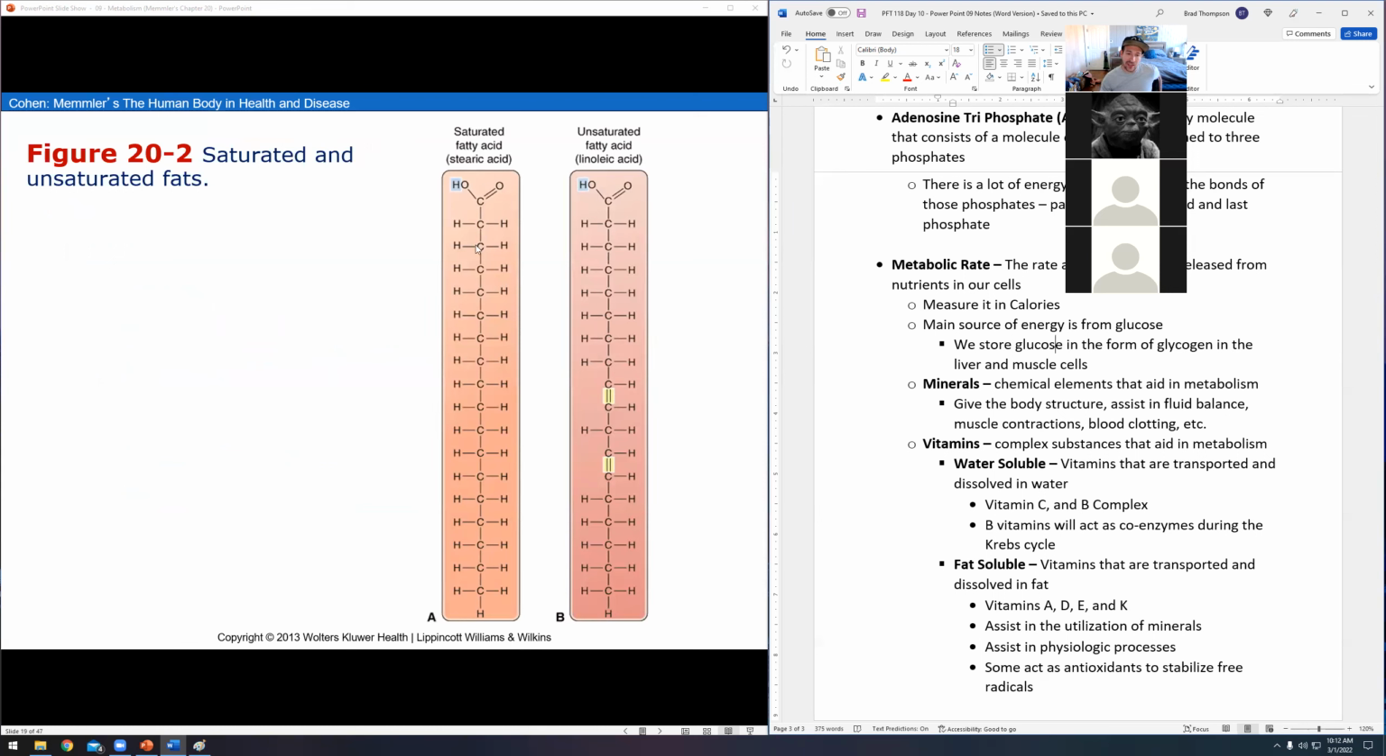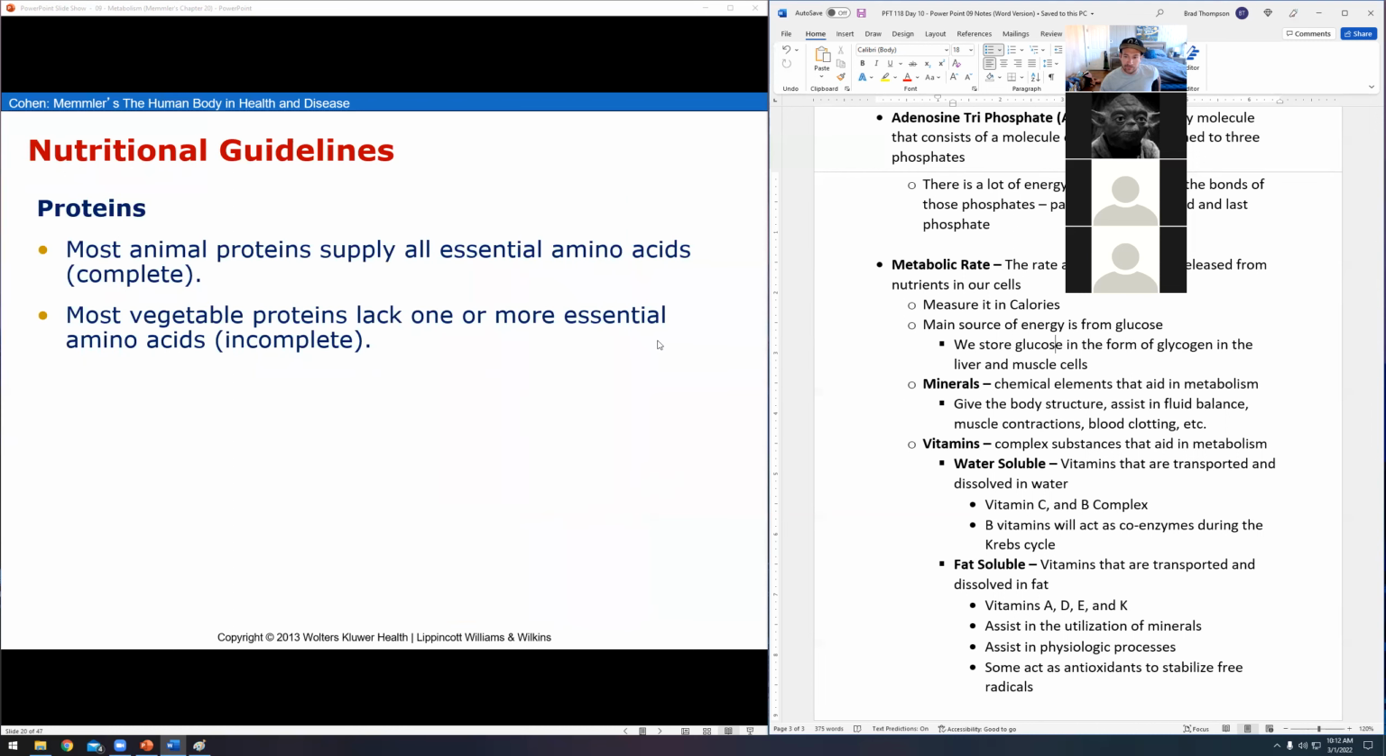When I say it's saturated, you think of it as like a table. All the seats of the table are filled, so it makes these big straight lines. That's why it can be a solid, because it can stack really efficiently. This unsaturated fat has a couple seats available at the table that form these little kinks. And those kinks mean that it won't be able to stack quite as efficiently. That's why it is liquid at room temperature.